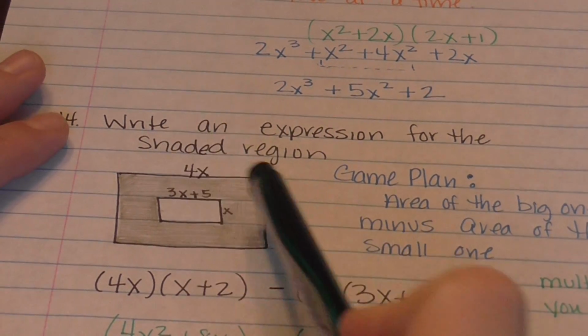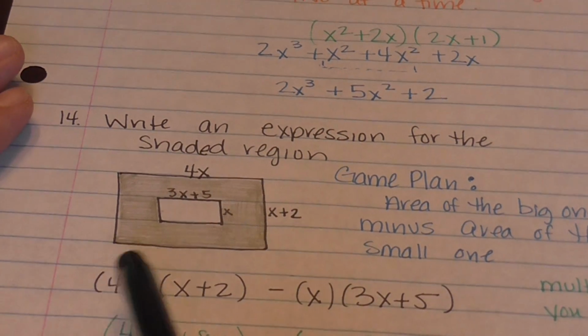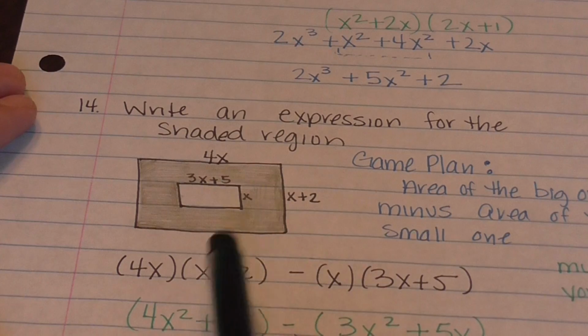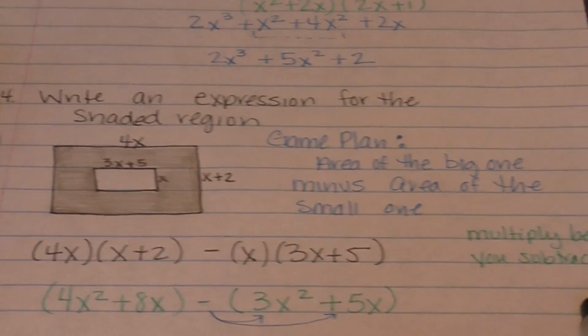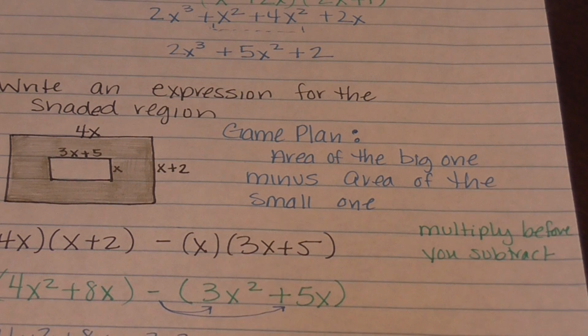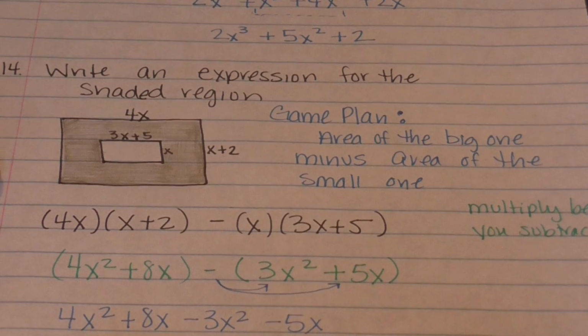Alright, so to figure out the area of the large rectangle, I multiply length times width. And then I'm going to subtract off the length times width of the small rectangle. So I'm going to multiply these together. You have to multiply before you subtract. That's just PEMDAS. Alright, so parentheses, before exponents, before multiplication and division, before addition and subtraction.